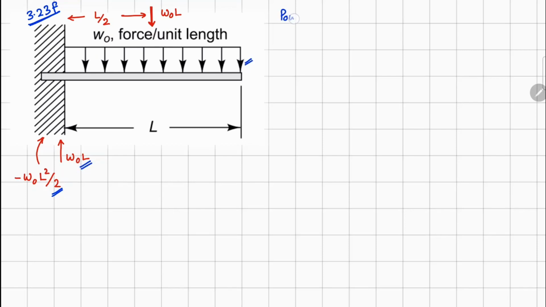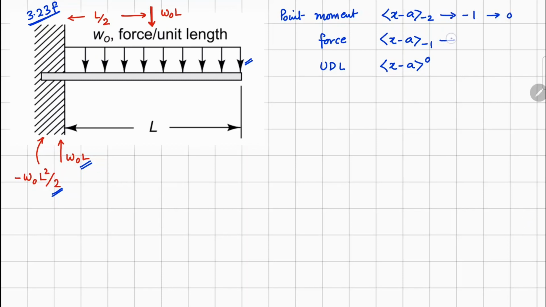So for the point moment, we will use the expression which is x minus a to the power minus 2. For point force, we will use x minus a to the power minus 1, and for distributed load or UDL, we will use x minus a to the power 0. And on integration, minus 2 will become minus 1, and one more integration will give us power 0. Minus 1 becomes 0 here, and it becomes 1, and in this case one integration will be power 1, and second integration will be power 2 divided by 2.